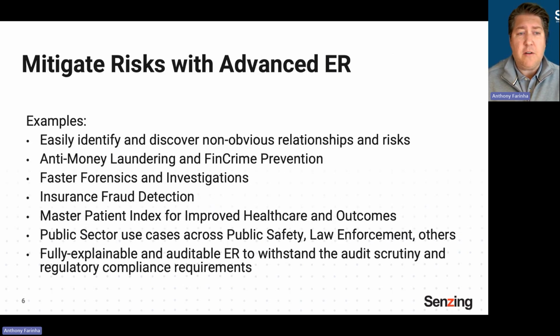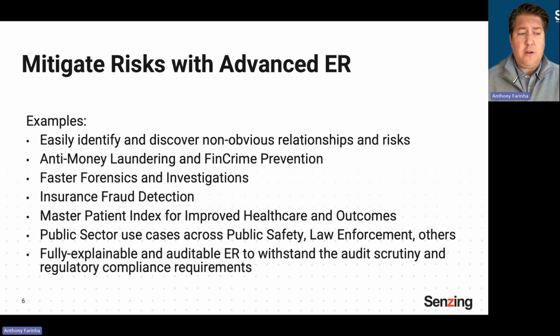Moving to the second pillar, advanced ER is going to help mitigate risk. That can be across a broad number of use cases, but advanced ER is going to help you easily identify and discover non-obvious relationships and risks that might be lying in your customer base or your partner or counterparty customer base. This is often used for anti-money laundering, fin crime prevention, to help deliver faster, more meaningful forensics and investigations.